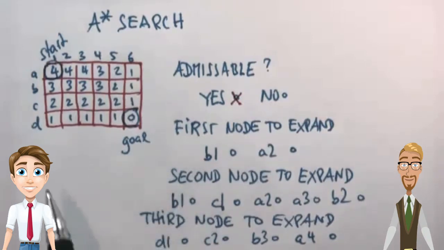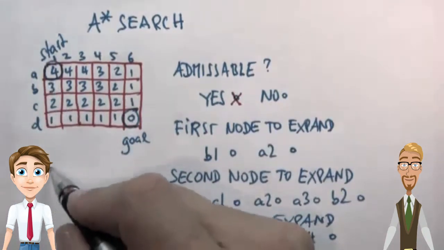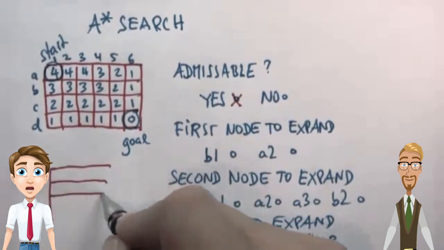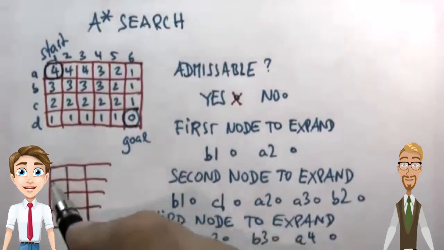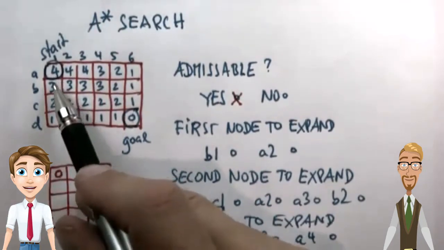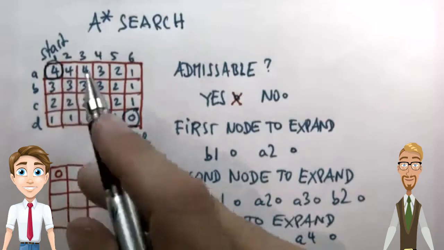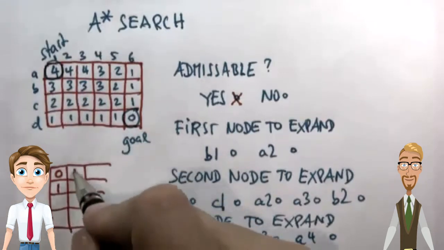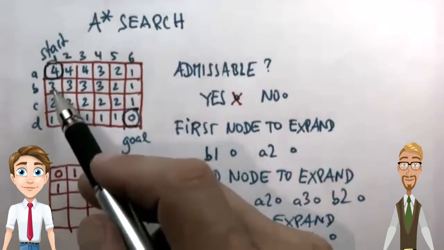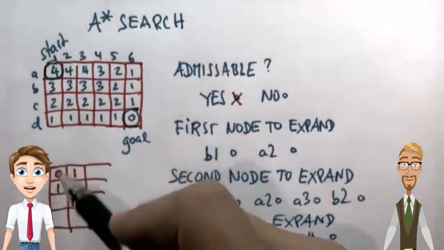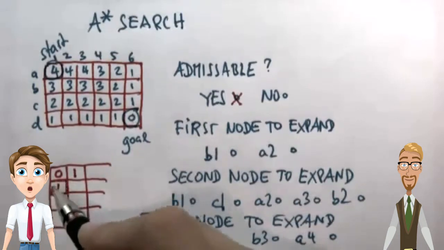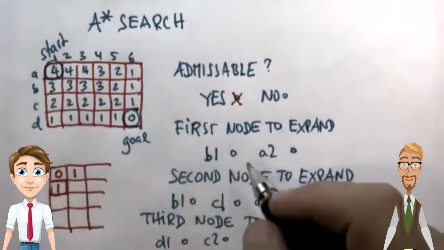Now, to understand A star, let me also draw the G function for the relevant part of this table. Clearly G is 0 over here. To understand which node to expand, this one or this one, let's project the G function, which is 1. And we'll see that 3 plus 1 is smaller than 4 plus 1. Therefore, this is the second node to expand, which is B1.